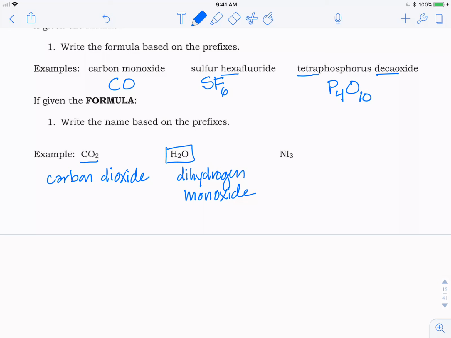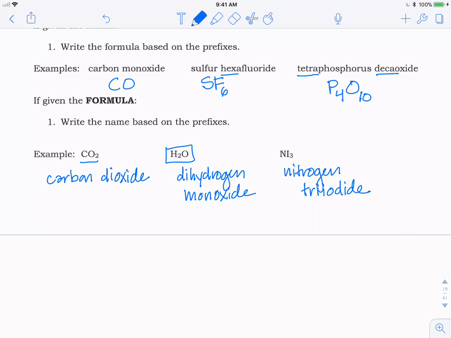And then the very last one here, we have nitrogen. The last name's a little funny because we have 3 iodines, so we're going to call this triiodide. And yes, there are 2 I's right next to each other. I know that seems very strange, but for naming covalent compounds, that's what you do.